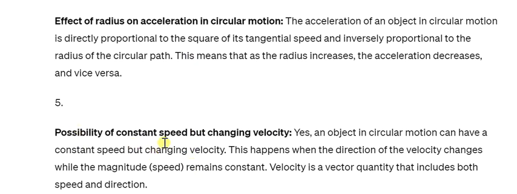Further, the answer of the fifth question is the possibility of constant speed but changing velocity. Yes, an object in circular motion can have a constant speed but changing velocity. This happens when the direction of the velocity changes while the magnitude, the speed, remains constant. Velocity is a vector quantity that includes both direction and speed. In the case of circular motion, we can see that the direction of the velocity continuously changes, but the magnitude of that velocity will remain constant.